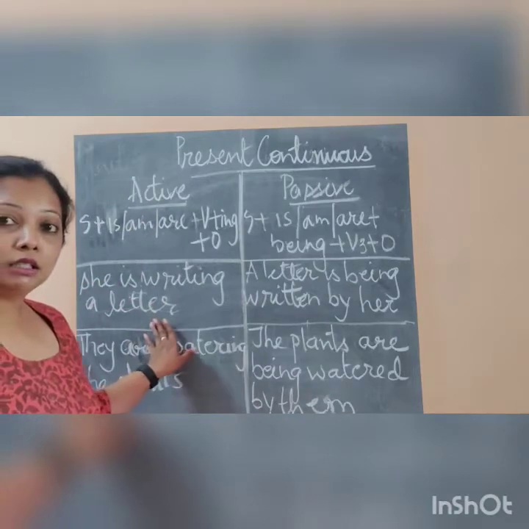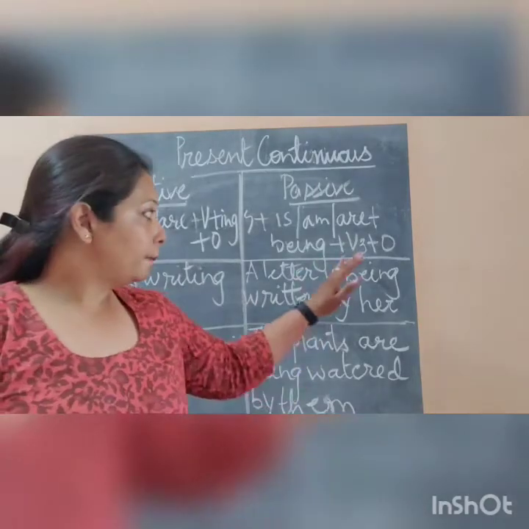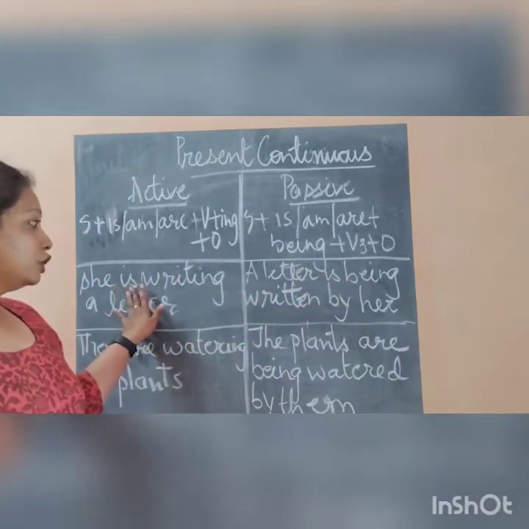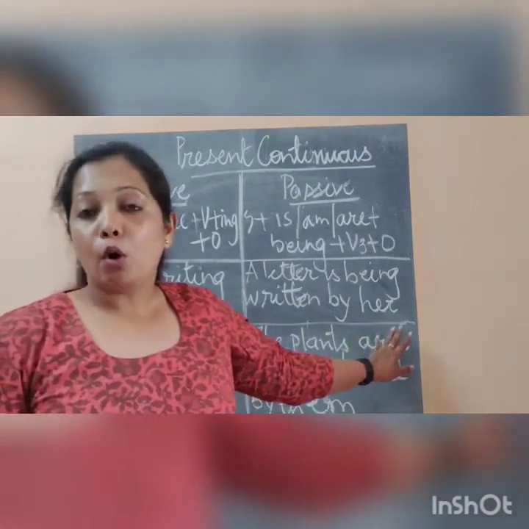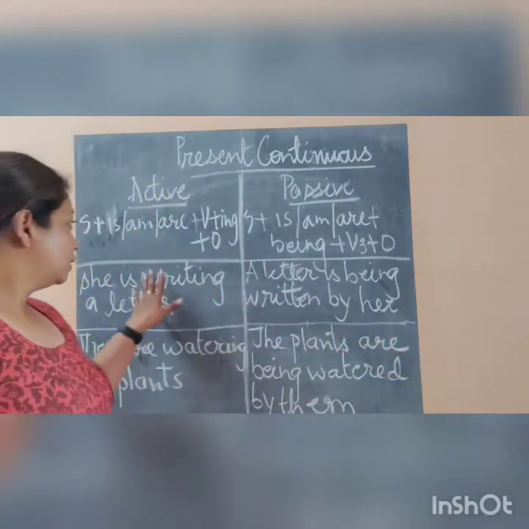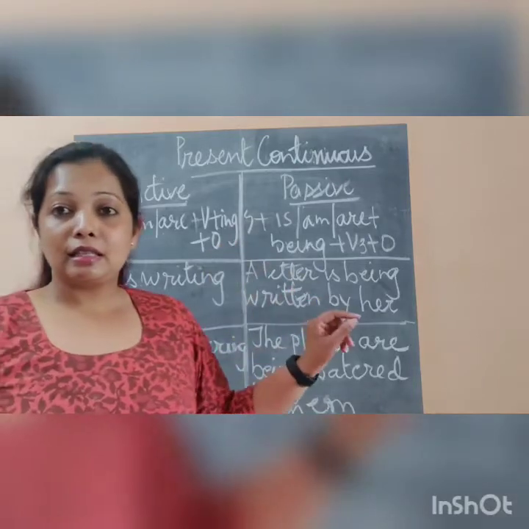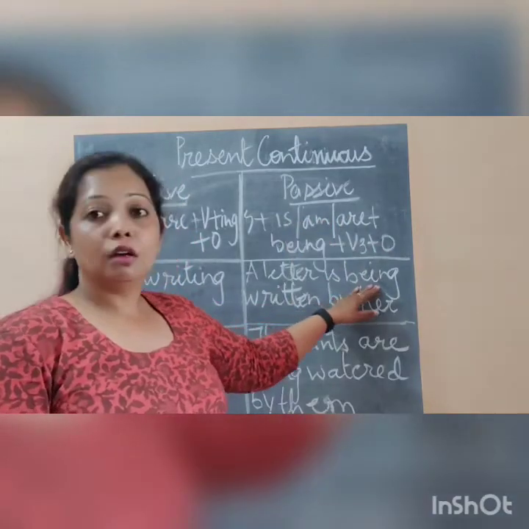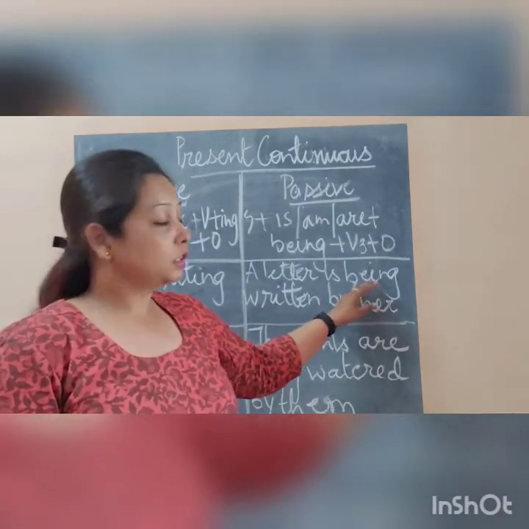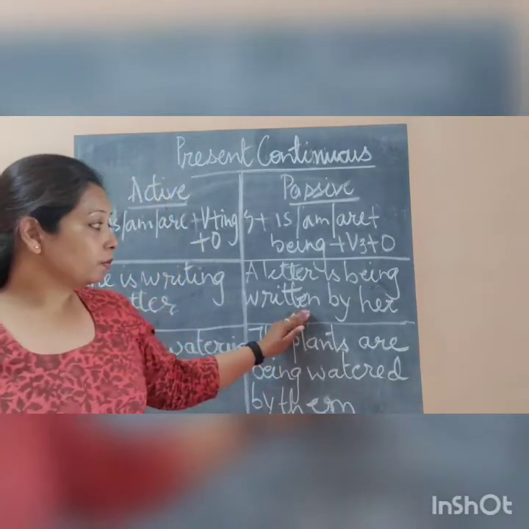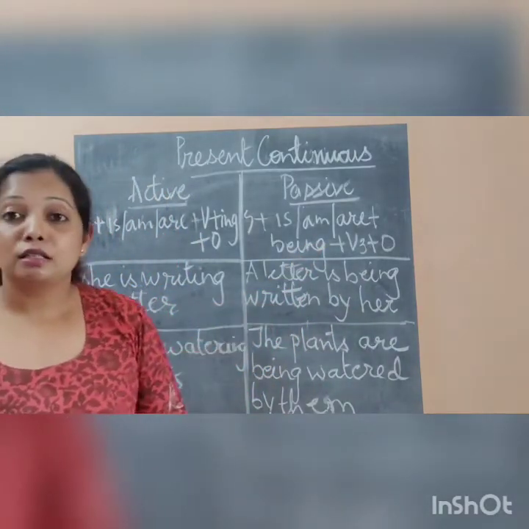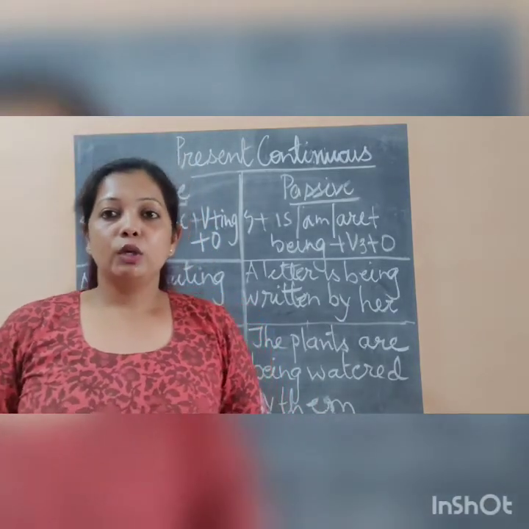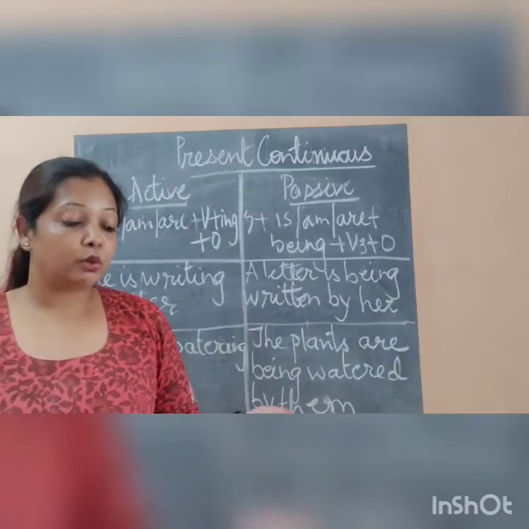Right? The letter, that is the object, became the subject, a letter. We have she, that became the object, her. Writing becomes being written. Is is singular, being as we convert into passive voice, and the third form of the verb, that is the past form of writing, is written. Okay, so we converted from active to passive. Now you can see another sentence here.